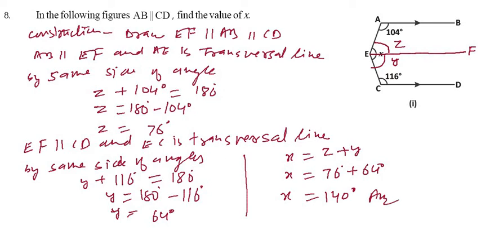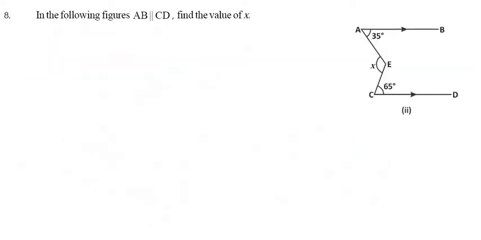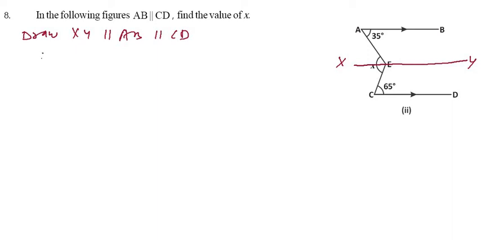Now come to the next question. In the following figure, find the value of x. So you can see here, first of all, we can draw a parallel line. That is the xy. Draw xy parallel to AB, and AB is also parallel to CD, so all lines are parallel. Now, by alternate interior angles, first of all, AB parallel to xy.